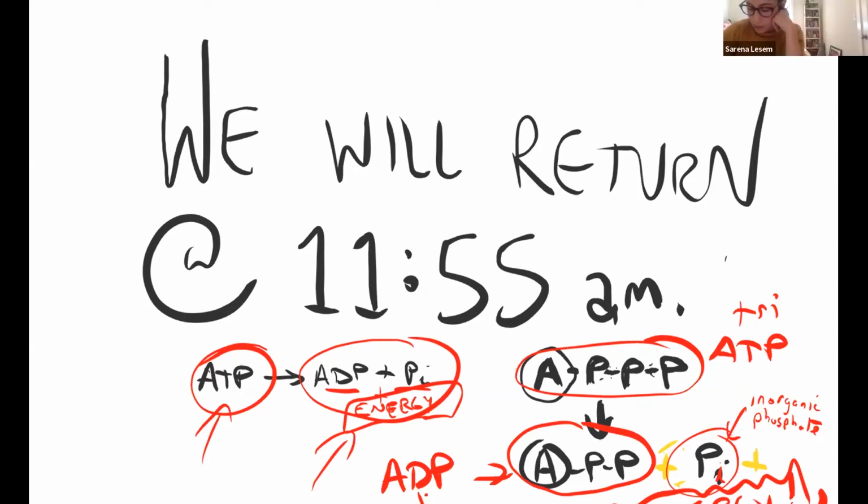That makes sense to me. Just so I understand, when you said the adenosine is attached to the triphosphate, is the phosphate also attached to different things, or is it just phosphate? You said phosphate groups. Yeah, each of these P's represents a phosphate group.